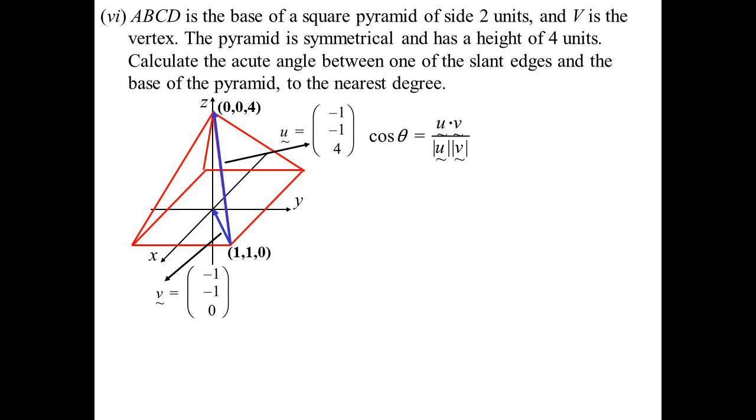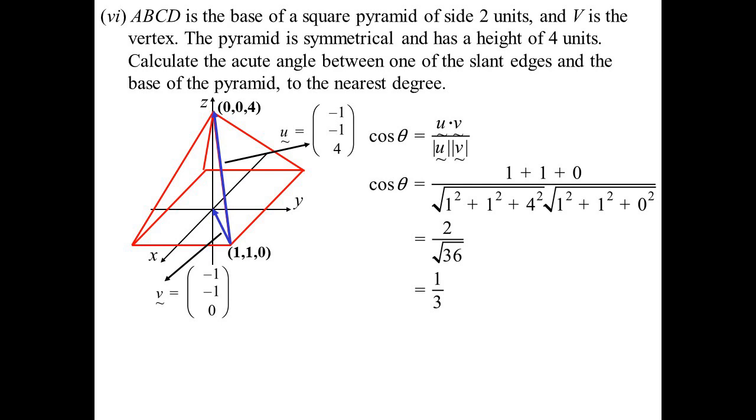So we'll use our cos theta is u dot v over the magnitudes multiplied together. So u dot v will get -1 times -1, and then -1 times -1 again, and 4 times 0, over the magnitudes. So square root of 1 squared plus 1 squared plus 4 squared, times the square root of 1 squared plus 1 squared plus 0 squared. We got 2 on root 36, which simplifies down, and working out theta.